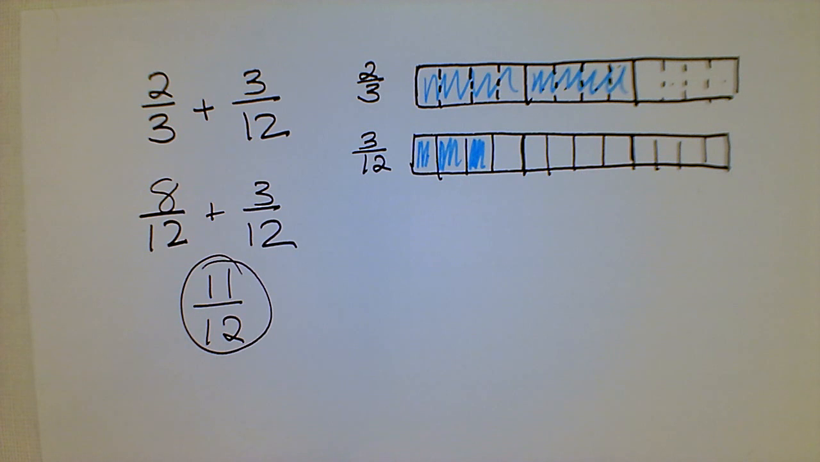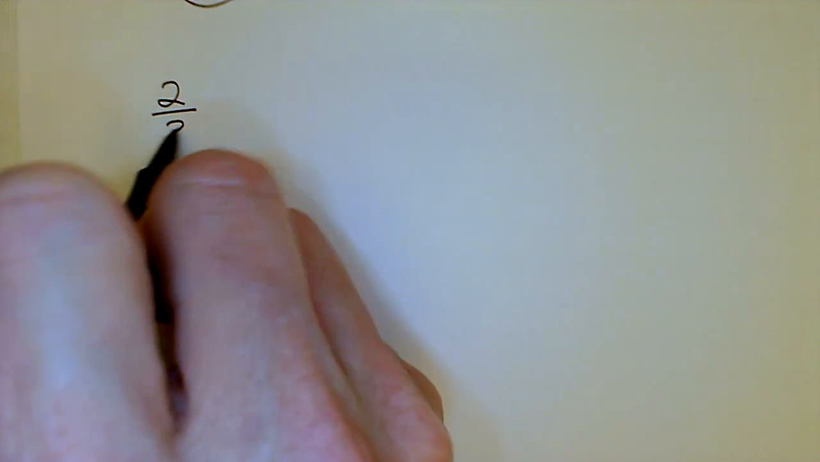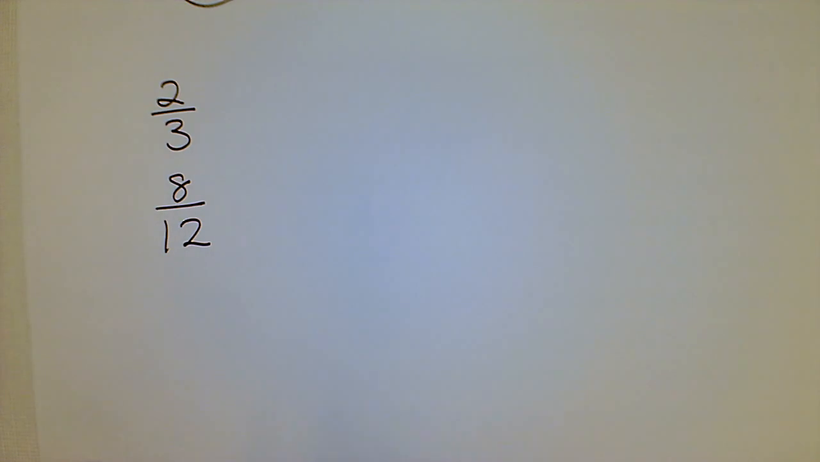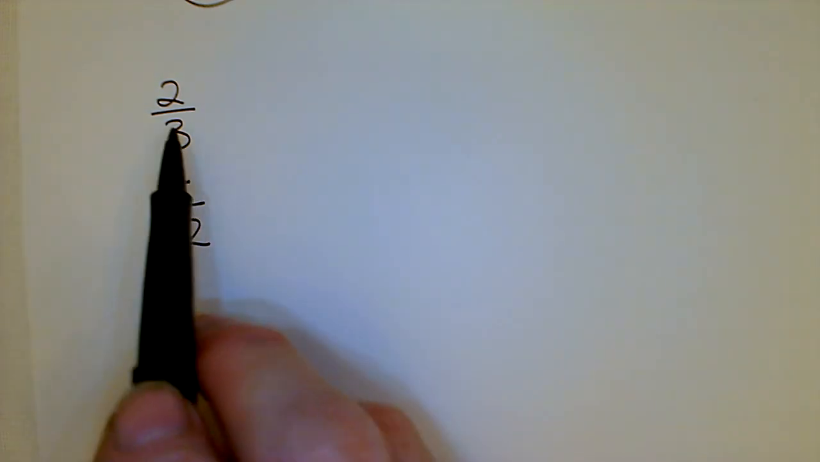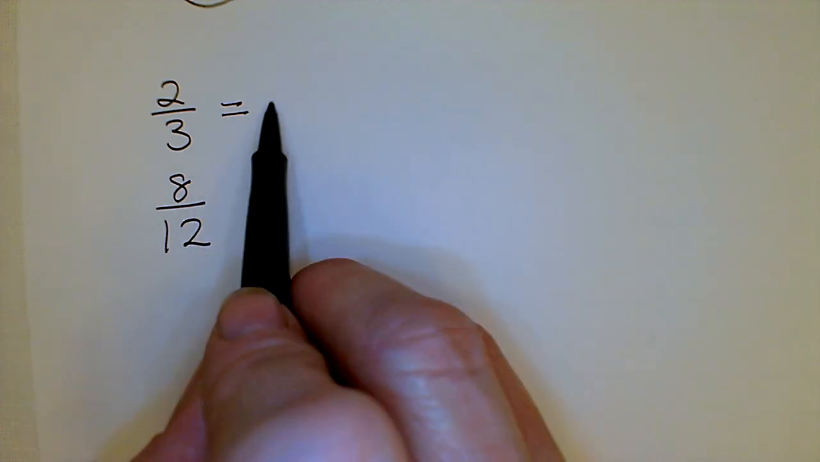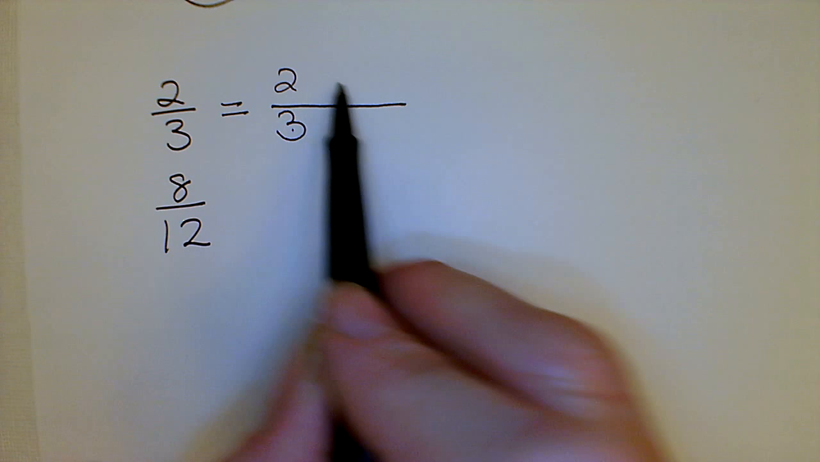Okay, so that was using a tape diagram. Let's do it mathematically now. Let's do it by decomposing using multiplication. So I have 2/3 and I have 8/12 and I want to add them. So the way that I'm going to do that is I know that I want to decompose my thirds into 12ths. So we're going to say that 2/3, remember we always write down the fraction that we started with.